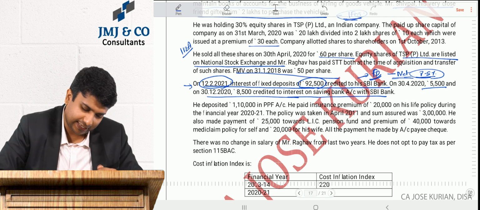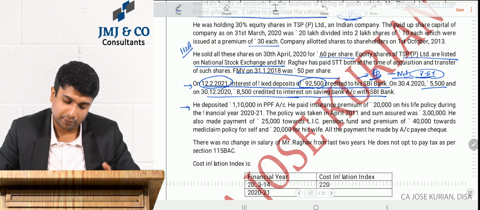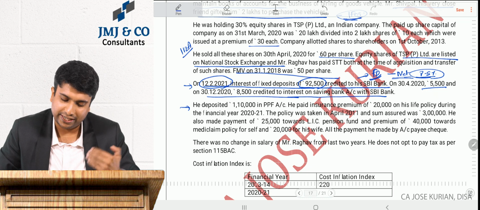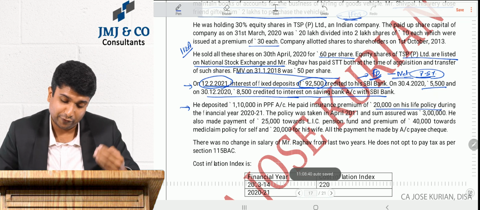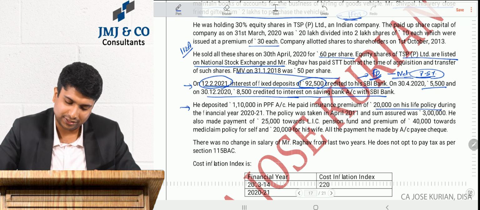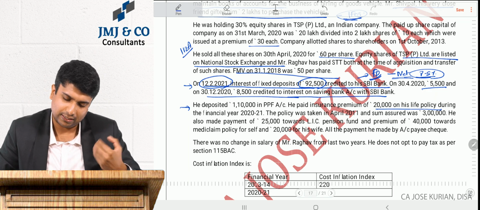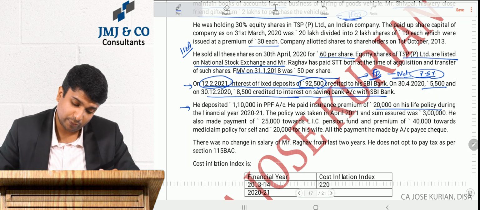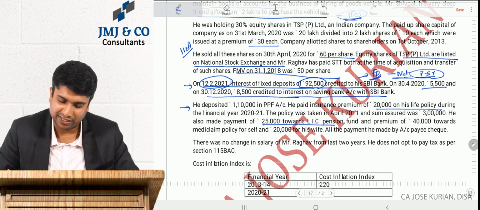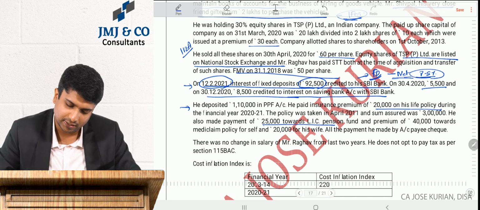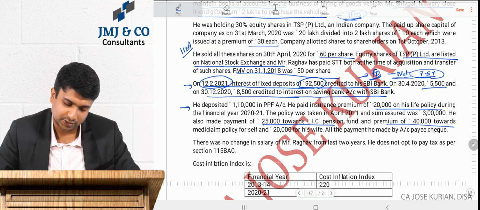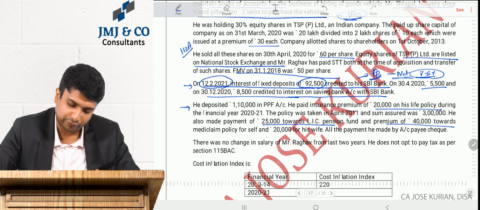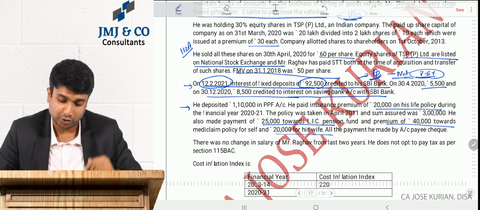Alright. And again, he deposited 1,10,000 in public provident fund, 80C item. He paid insurance premium of 20,000 on life insurance policy, 80C item, and the policy was taken on 1st April 2011. Sum assured is also given. Then he also made a payment of 25,000 towards LIC pension fund, 80CCC item. Then premium of 40,000 was paid towards medical policy of self and 20,000 for wife, 80D, medical health insurance item.